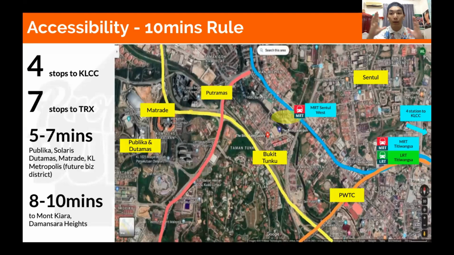So it's the highlight of this project. 4 stops to KLCC, 7 stops to TRX, and it is about 5 to 7 minutes to areas like Paprika, Solaris Dutamas, KL Metropolis, the future business district. KL Metropolis is also a big master plan that is developed by the developer. Then in about 8 to 10 minutes, you will be able to reach Damansara Heights, Mont Kiara, Hartamas.